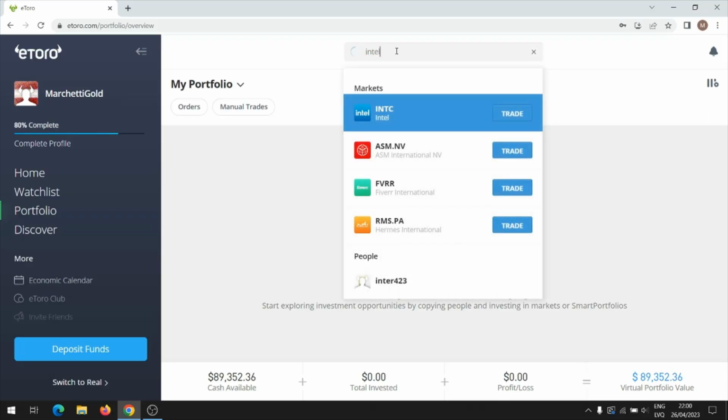Then, when your stocks are found through the search field, you can press the trade button and the transaction window will open for you.